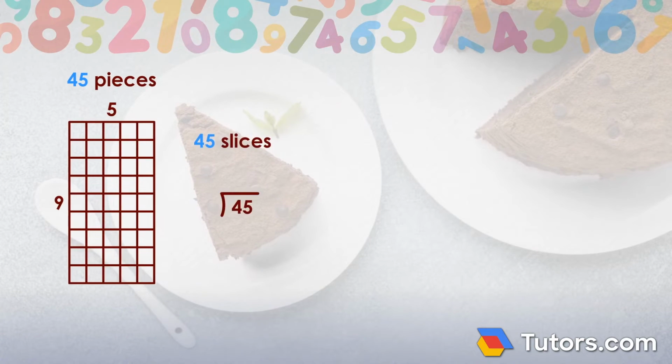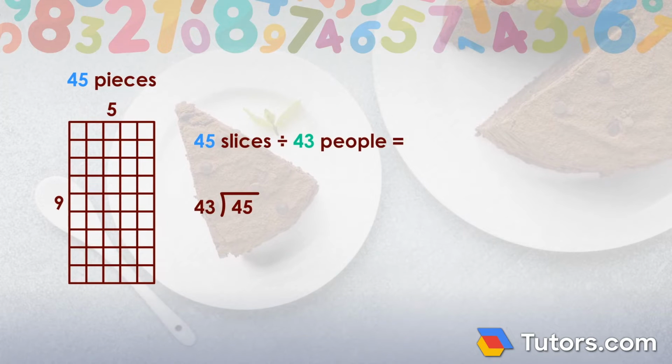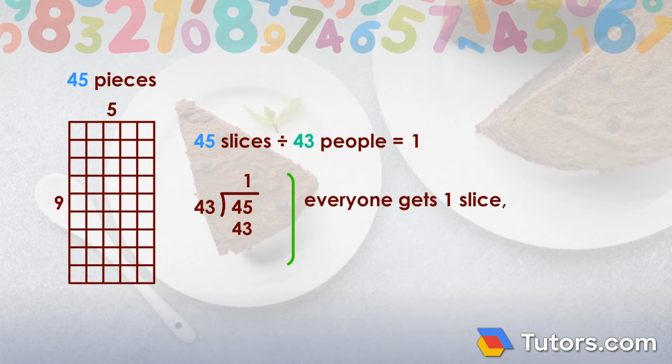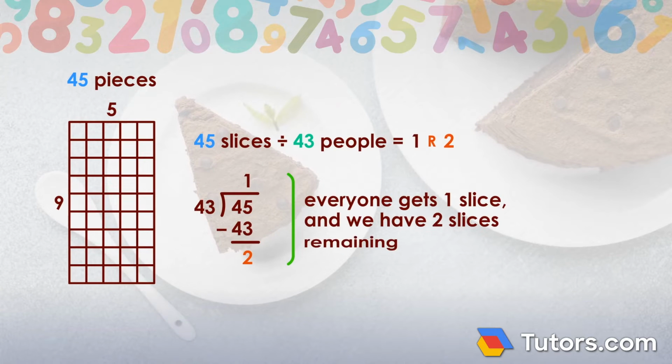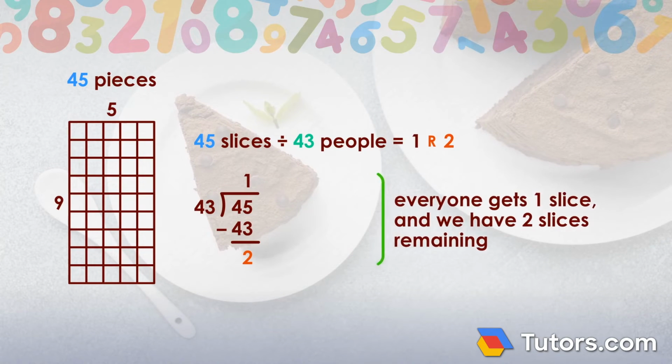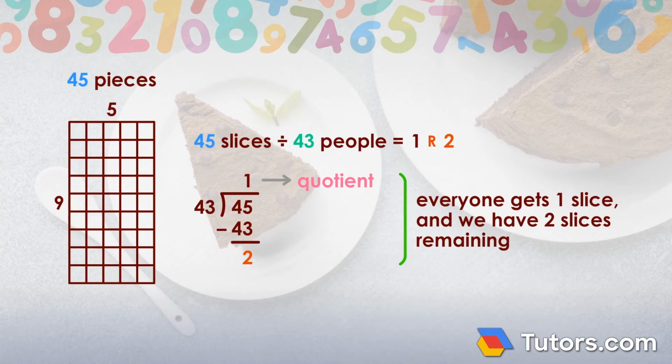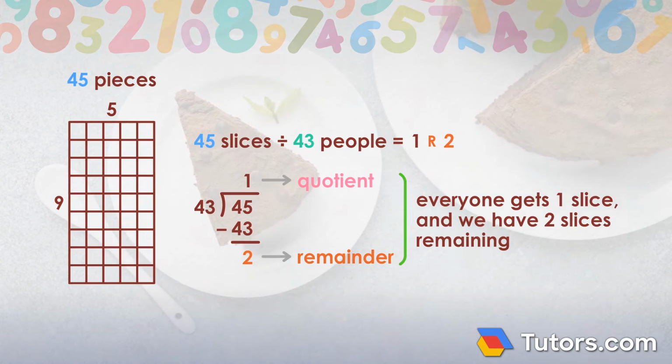If we cut the cake in 5 rows and 9 columns, we have 45 pieces of cake. 45 slices of cake to share among 43 people. Everyone gets 1 slice, and we have 2 slices remaining. The first number 1 is the quotient. The 2 is the remainder.